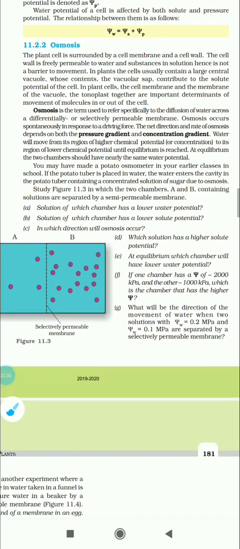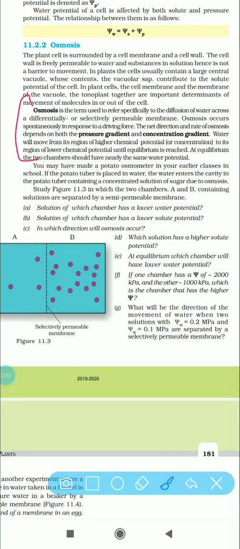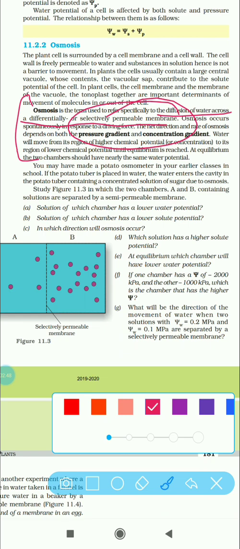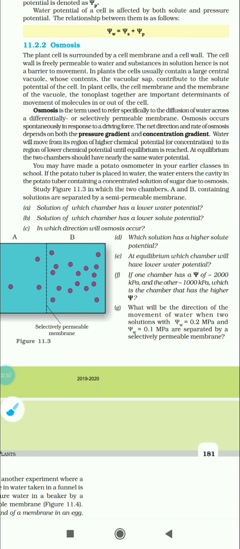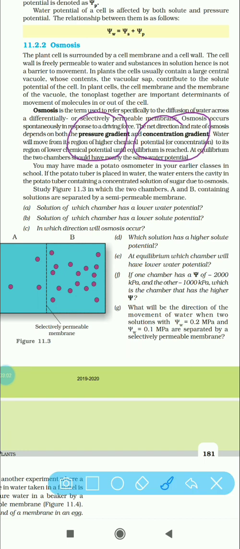Now what is osmosis? Osmosis is a term we use to define the diffusion of water across a semi-permeable or selectively permeable membrane. Osmosis mainly depends on two things: pressure gradient and concentration gradient. The net direction and the rate of osmosis always depend on the pressure gradient and the concentration gradient.